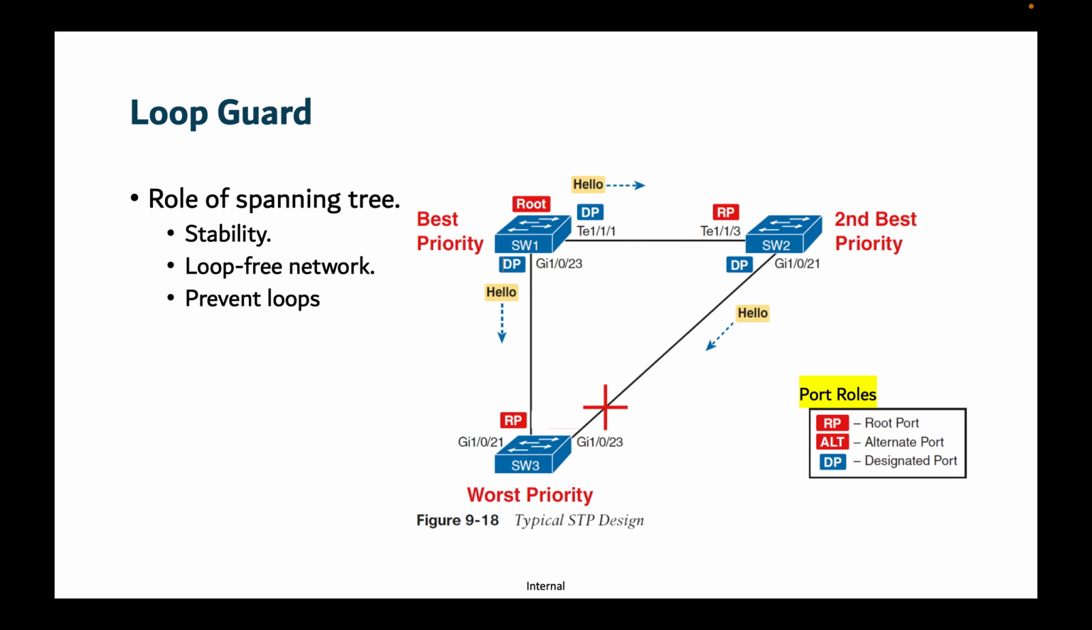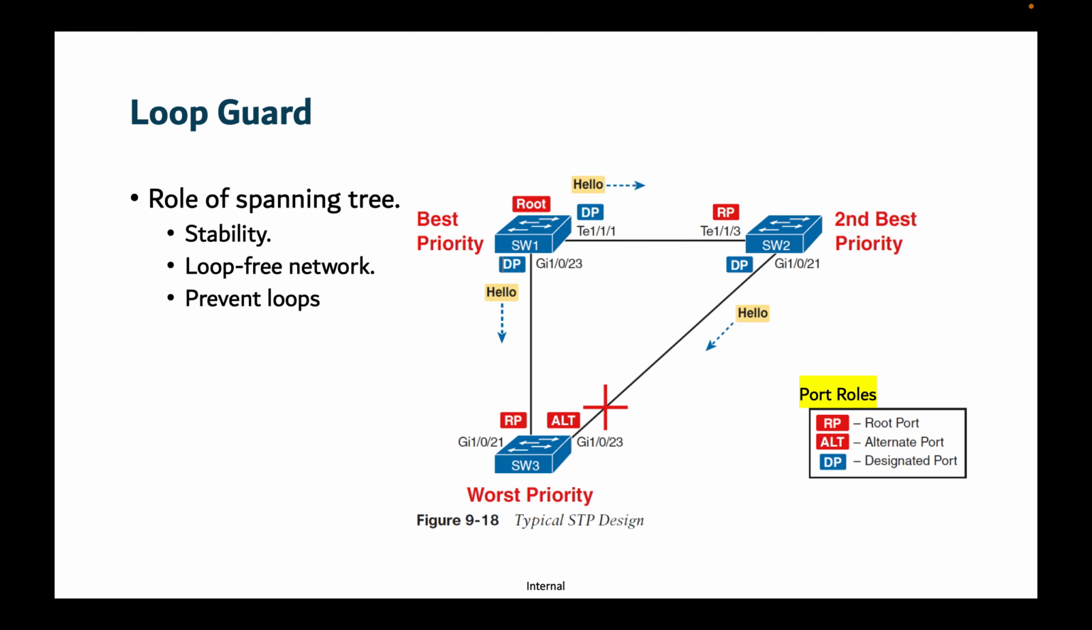A switch can have only one root port. If you see in the topology, switch 2 and switch 3 have root ports. The root switch will always have designated ports. And the third type of port we have is the alternate port. Alternate ports lead to the root bridge but are not root ports. The alternate port maintains the STP blocking state. If you see, switch 3 has an alternate port.